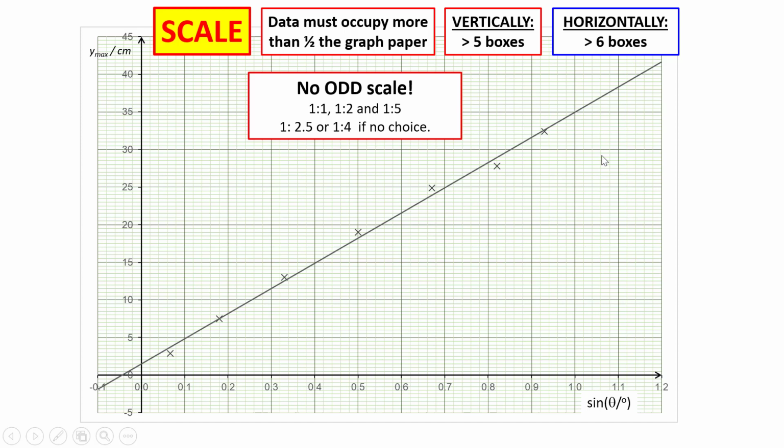Then the next thing I'll check for is whether the scale is odd. Nice scales are 1:1, 1:2, 1:5. And if you really don't have a choice, you can use 1:2.5 or 1:4. But 3, 6, 9 are definitely out. This time round, I've got very, very odd scaling, as in the scale is 1:5, but I have people who give me 7, 12, 17, 22. This is not the conventional way we label a scale for a 1:5 scale. So that is also considered an odd scale. So please take note of that.